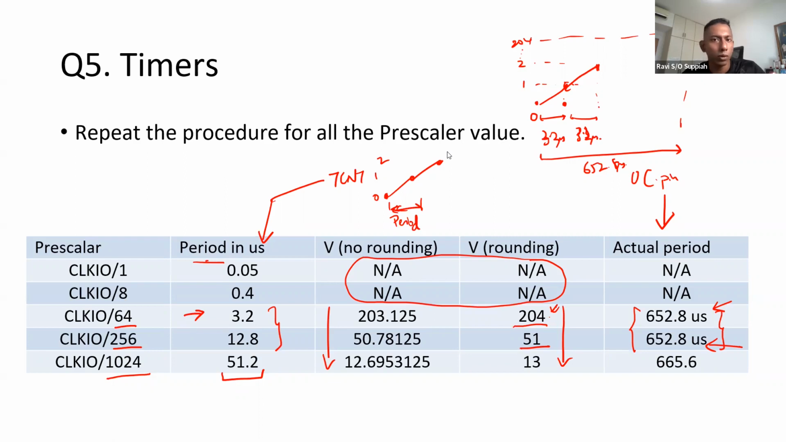Okay, does the V value of 204 give the best accuracy? Okay, so in this particular example, both of them give the same accuracy, because both of them will eventually give the same actual period of 652.8 microseconds. So in this example, both of them are equally good.